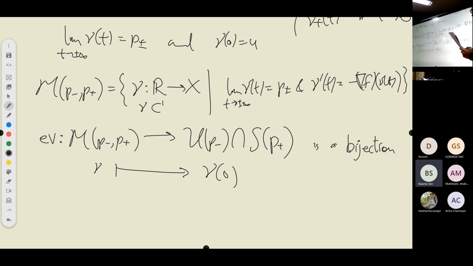Yeah, I have a question. Can you hear me? Yep, I can hear you. Okay, yeah. So when you say this is a bijection, do you mean that this is up to reparametrization of the trajectories?